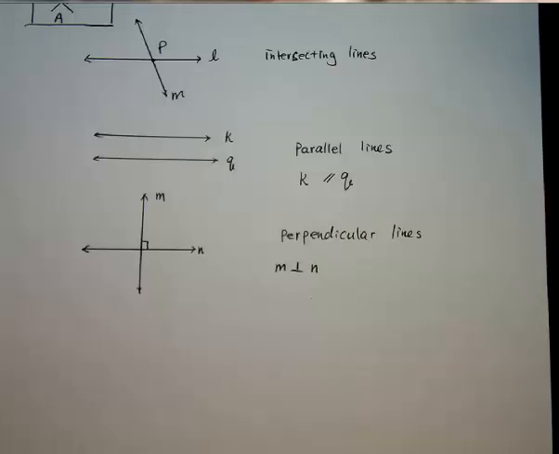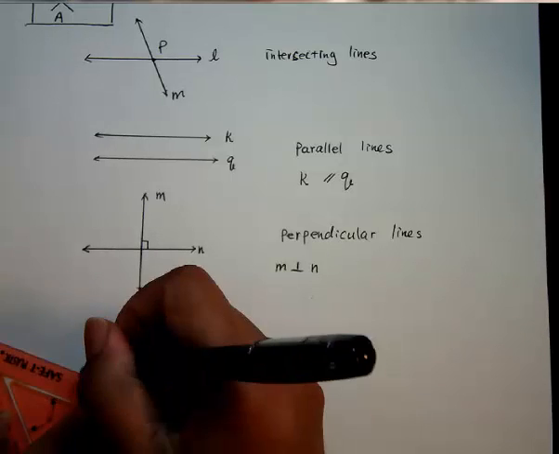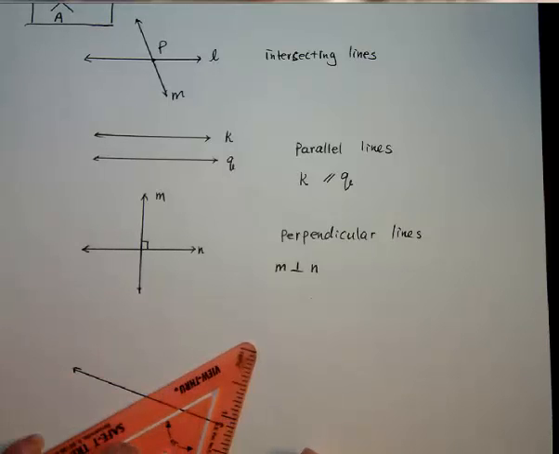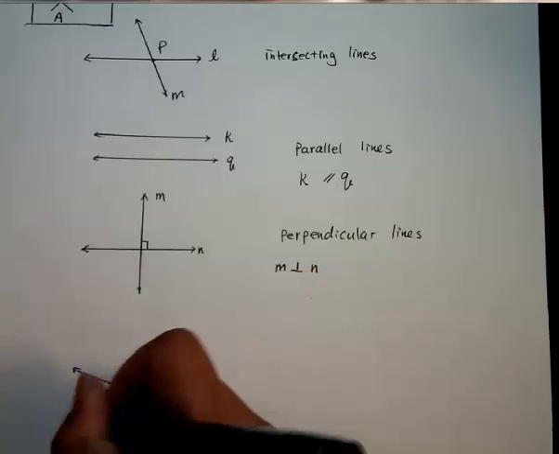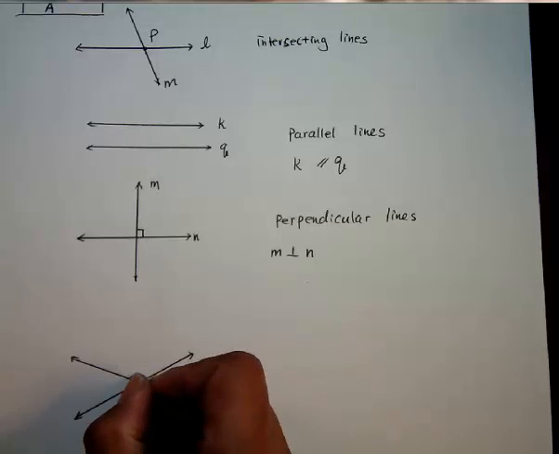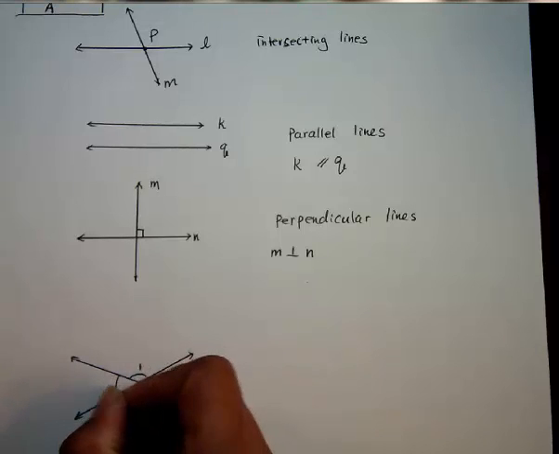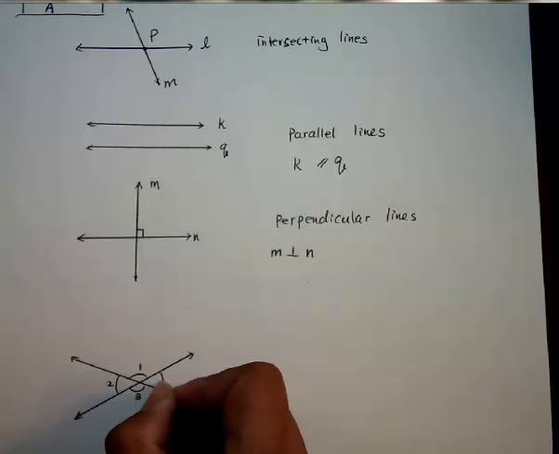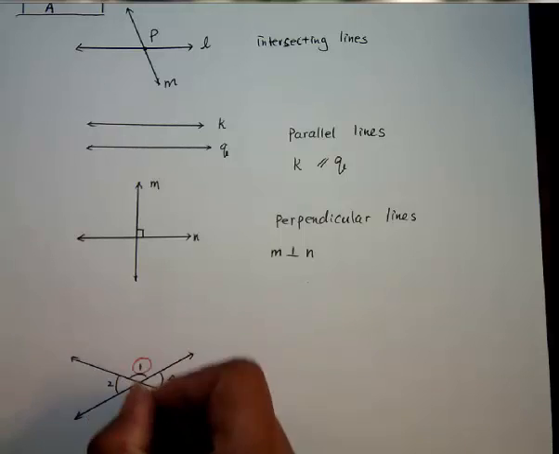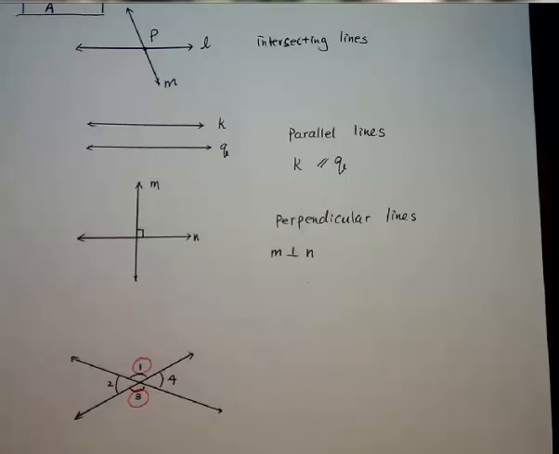Let's go back to two lines intersecting each other. I have two lines intersecting each other. You can see these lines cut into 1, 2, 3, 4 angles. Let me call this angle 1, angle 2, angle 3, angle 4. And the two angles that are opposite from each other, like these two, are called vertical angles.